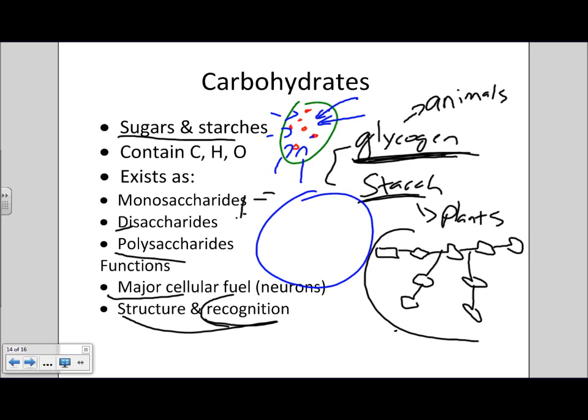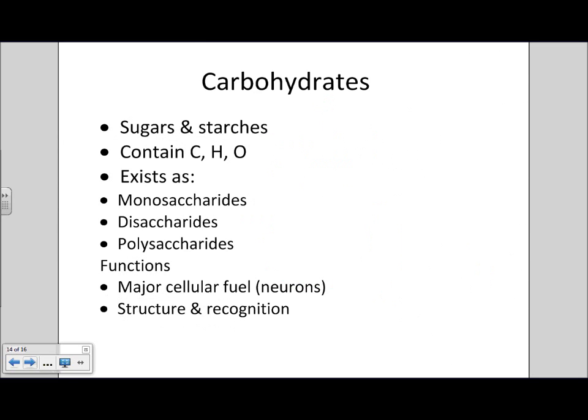But by storing these linked together in these complex chains, that doesn't really affect the osmotic pressures of the body. That really won't affect the water movement and balance, and that'll basically keep our cells in check and in shape. The main areas where you find glycogen in animals is in skeletal muscle and in the liver. Those are the two main areas where you find glycogen in animals.